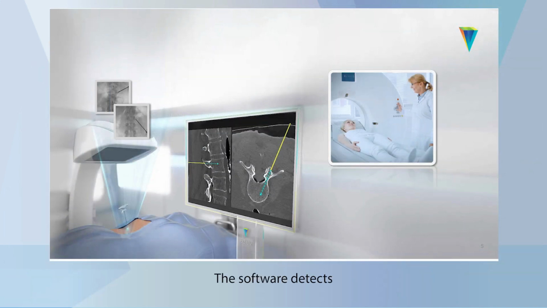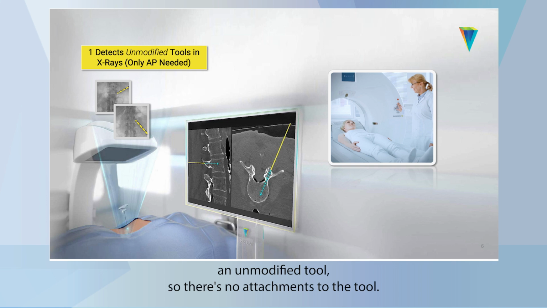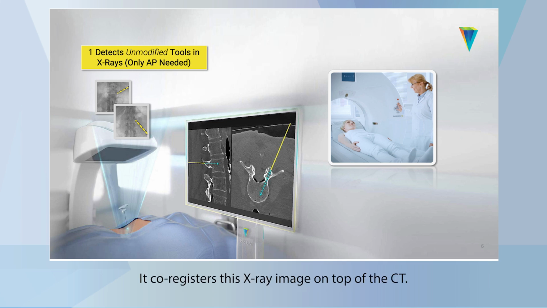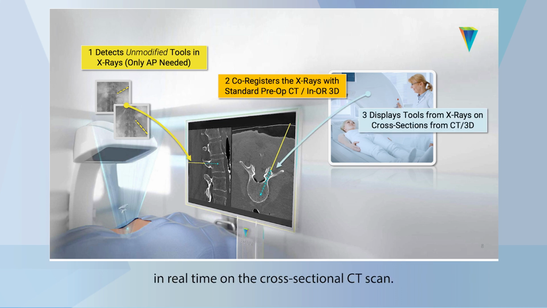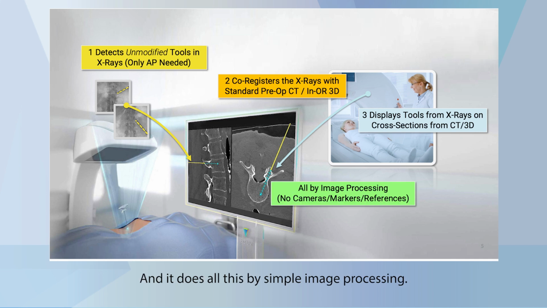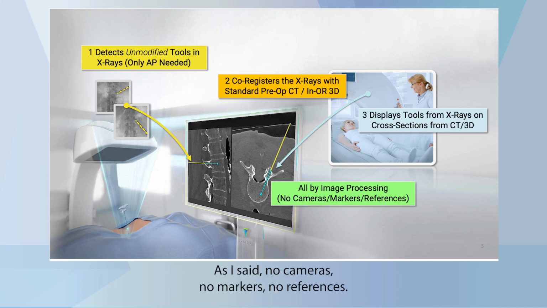The software detects an unmodified tool, so there's no attachments to the tool, in addition to being no cameras or fiducials. It co-registers this X-ray image on top of the CT. It displays the tool in real time on the cross-section of the CT scan. And it does all this by simple image processing. As I said, no cameras, no markers, no references.